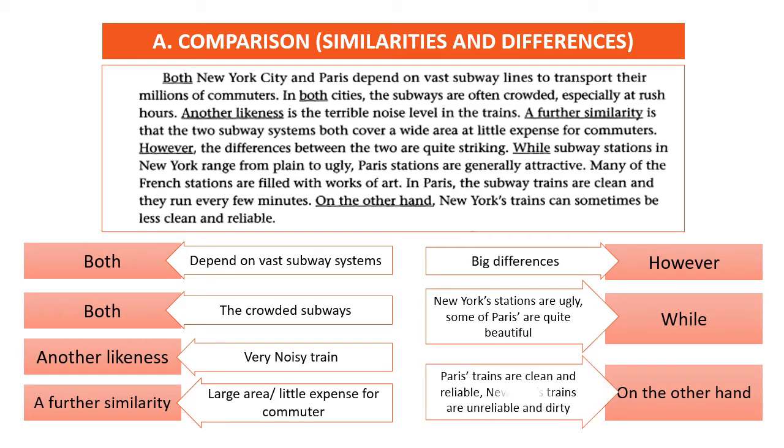And the last signal word that shows the difference is on the other hand, which refers to the Paris trains, which are clean and reliable, while New York trains are unreliable and dirty.